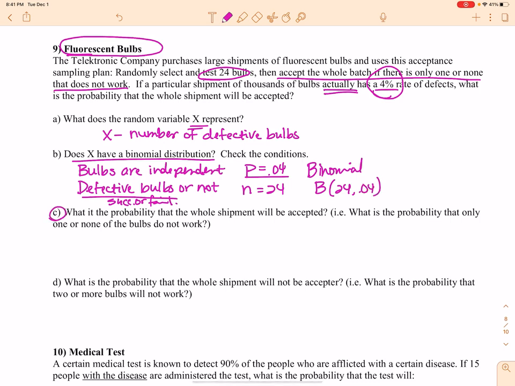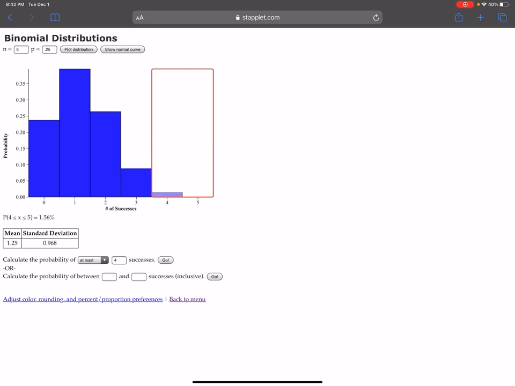All right, so in part C, what is the probability that the whole shipment will be accepted? In other words, I want the probability that X, the number of defective bulbs, is less than or equal to 1. Why does that matter? Because I'm going to accept the whole batch if there's only one or none of them that are defective. So the probability I will accept it is the probability that there's one or fewer defective. So when I'm communicating about this, it means the probability that there are no defectives plus the probability that there's only one defective. So I'm going to use Statkey here to figure out what my answer is.